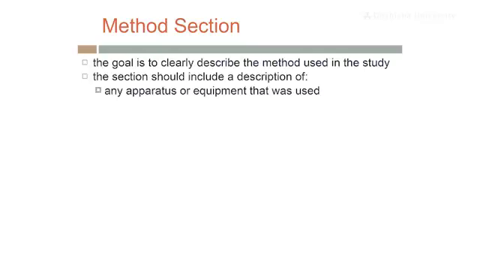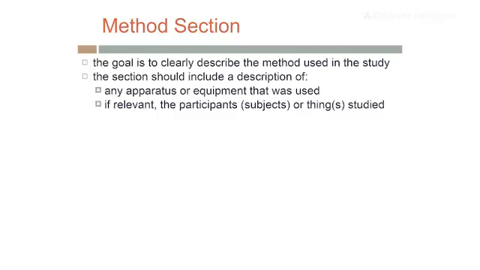Because if you don't describe it, then the reader will not know precisely what you used. They might then go and do a replication of your study, and if they don't know what you used, they might use something different and get a different answer and not know why. So it's very important to describe any equipment that you used. What did you use in your research?